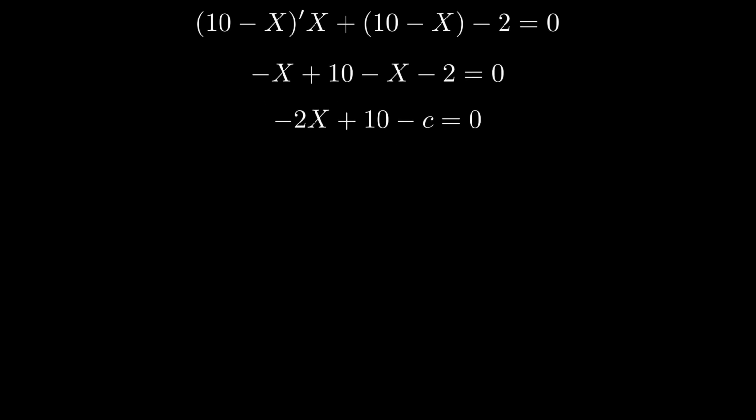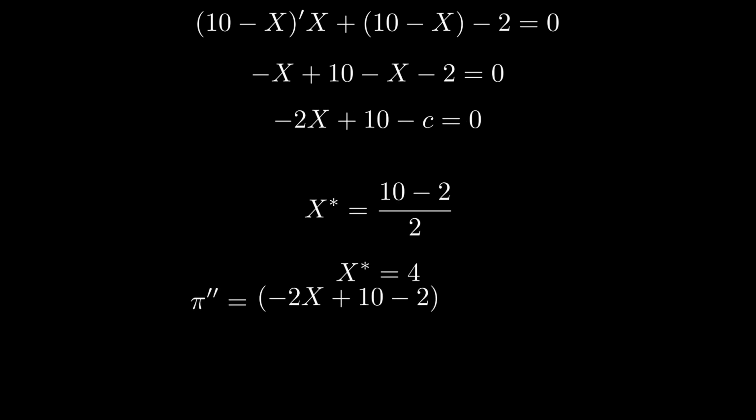Then we find that the optimal quantity is 10 minus 2 over 2, which is equal to 4. And we know this point is a maximum because the second derivative of the profit function at this point is negative 2, which is a negative number, and we therefore have a profit maximum and not a profit minimum.